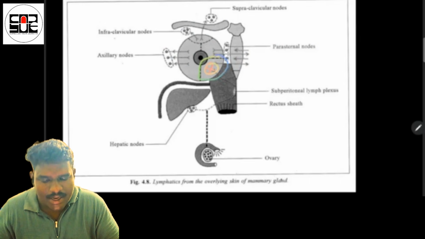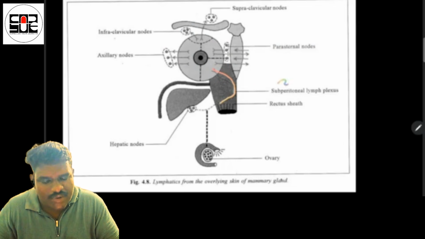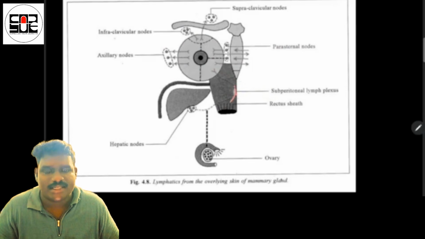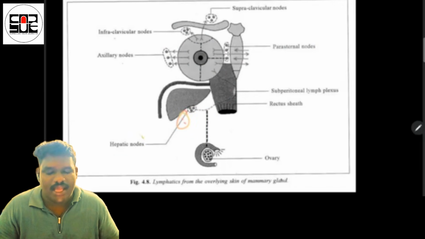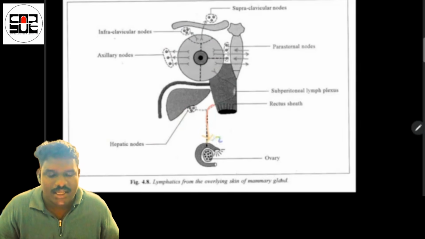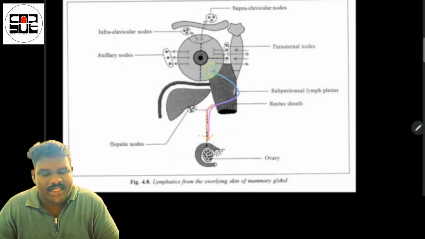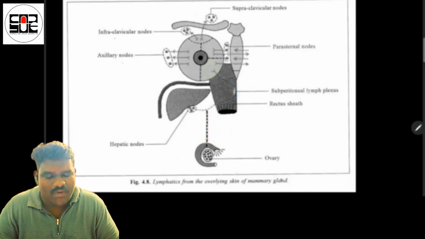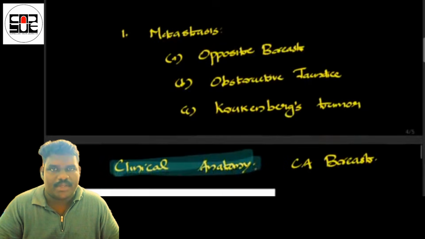There is one more problem here. Here is the lower medial quadrant. From this quadrant, some of the lymphatics will cross the diaphragm and reach the subperitoneal and the subdiaphragmatic plexus. From these plexuses, they can drain either into the liver, the hepatic nodes, or they can reach up to the ovary. Whenever they reach the hepatic nodes, they can cause obstruction called obstructive jaundice. And whenever they reach the ovary, cancer cells from the breast can cause a secondary tumor there, known as Krukenberg's tumor.